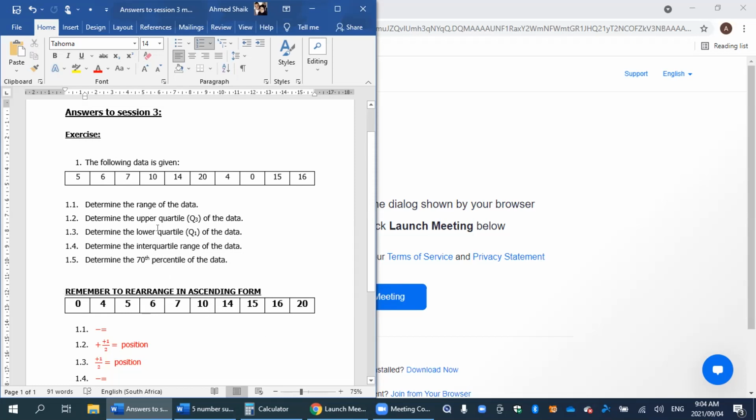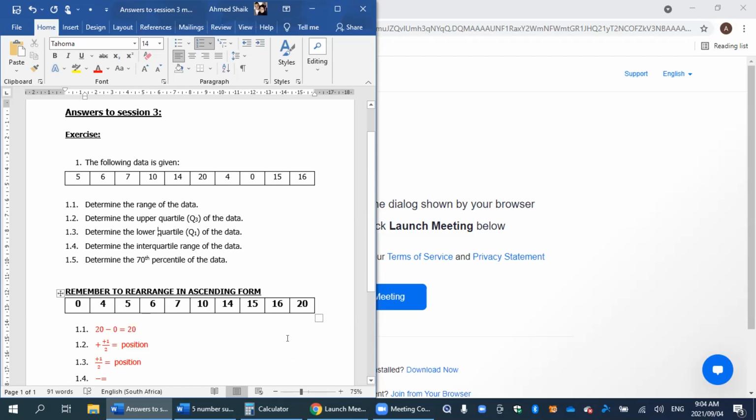So let's look at 1.1. 1.1 says to determine the range of the data. Going back to last week's lesson, we remember the range is the highest value minus the lowest value. So I'm going to enter that into my calculation. I've got 20 minus 0, and my answer for the range should be 20.